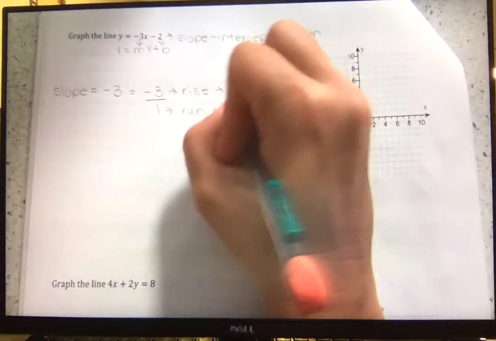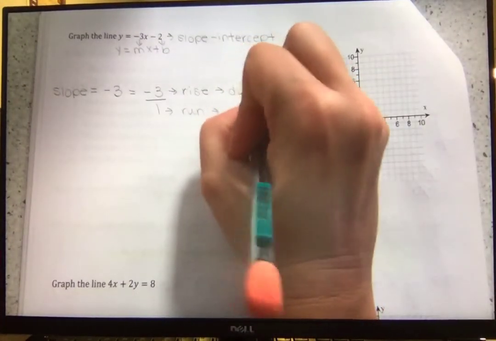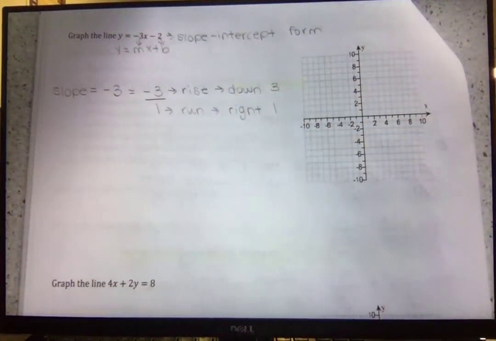Right is the positive direction. Running is from left to right. So that means we're going to go right 1. So down 3 and right 1. But before we go down 3 and right 1, I have to start somewhere. So we need a starting point. So what's our y-intercept?